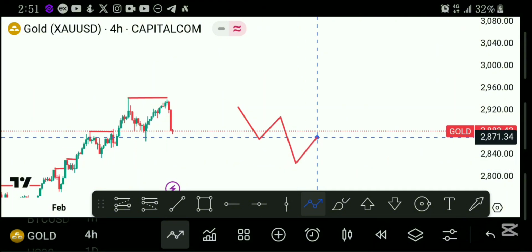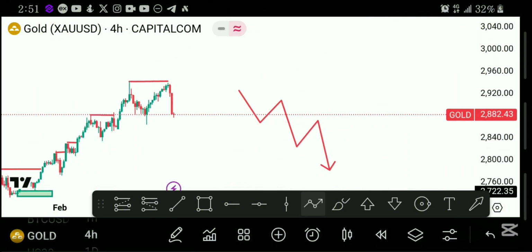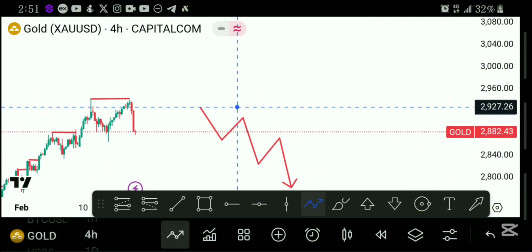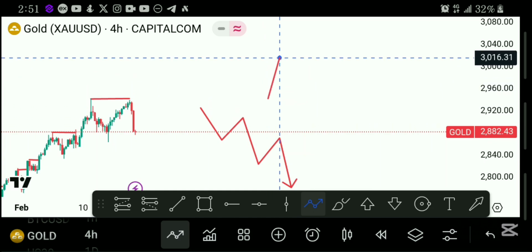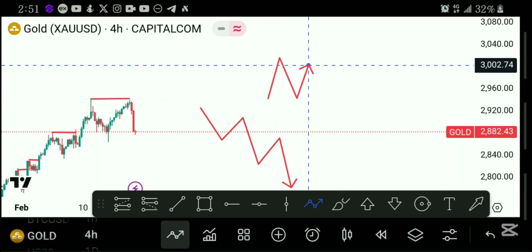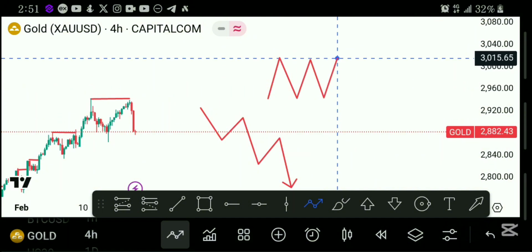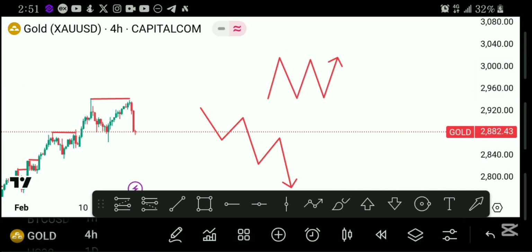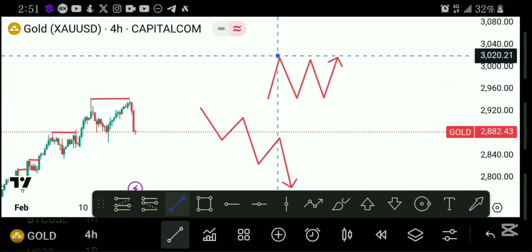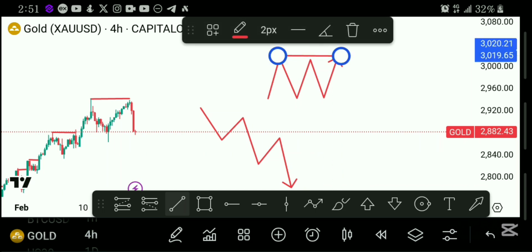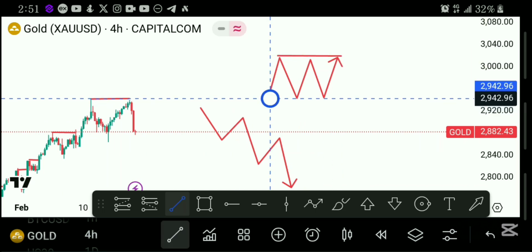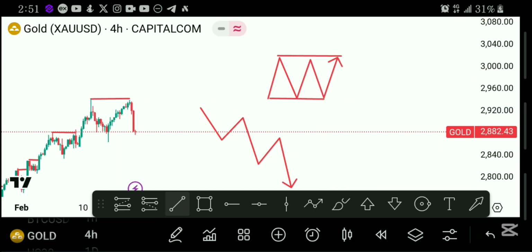Breaking structures to the downside. So this is a downtrend. Whereas in the ranging market, you see you're doing something like this, moving between support and resistance. So this is a ranging market. You have no business with ranging markets. You're only concerned with what? You're only concerned with either a downtrend or an uptrend.